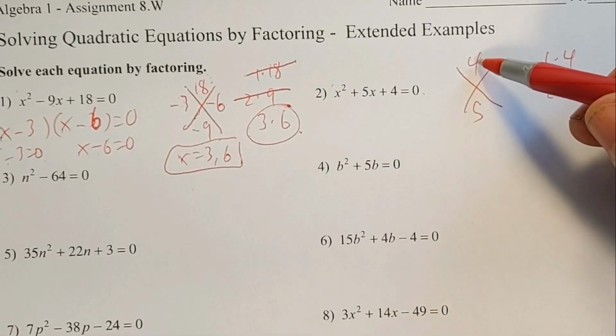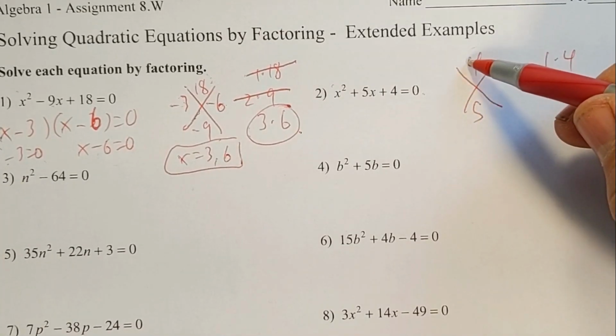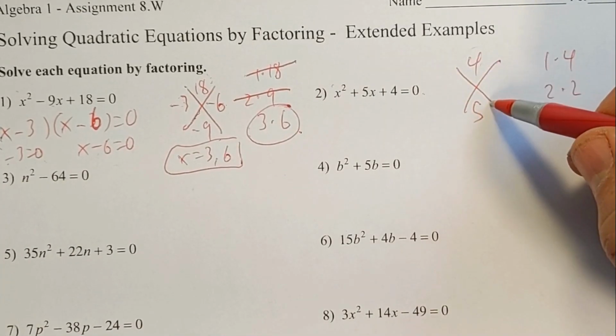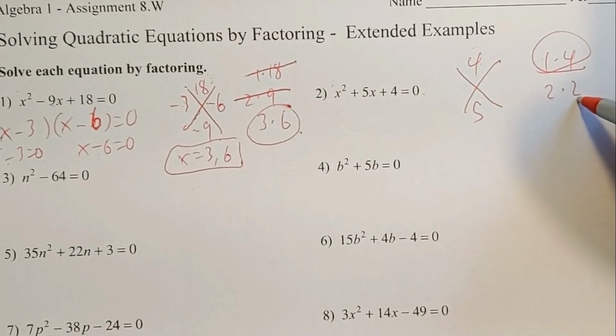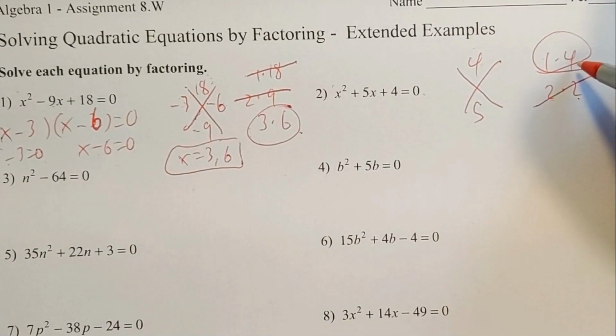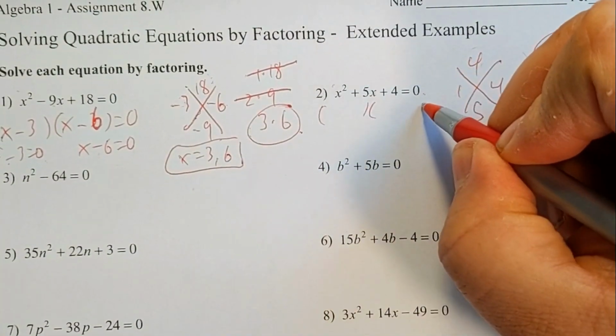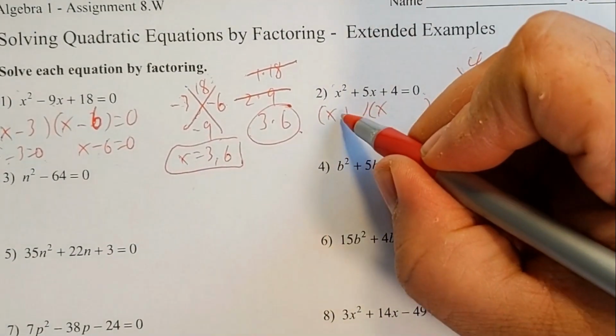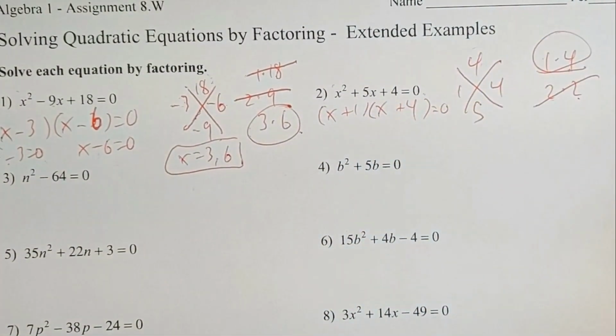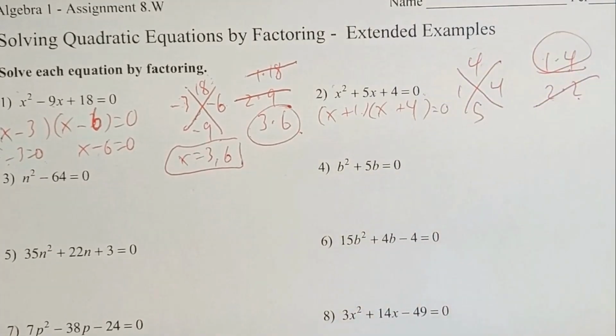You look for which one is going to add, because it's a positive number. Which one are you going to add and give you a 5? So 1 and 4, that gives you 5. 2 and 2 would have only given you 4, so you don't want that one. Now that you have your factors, the 1 and the 4, now we set up our parentheses. The x gets split. The 1 and the 4 are your two second terms right here and right here.